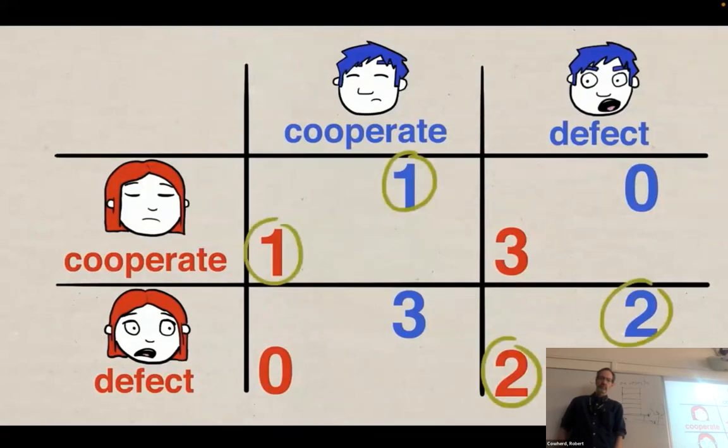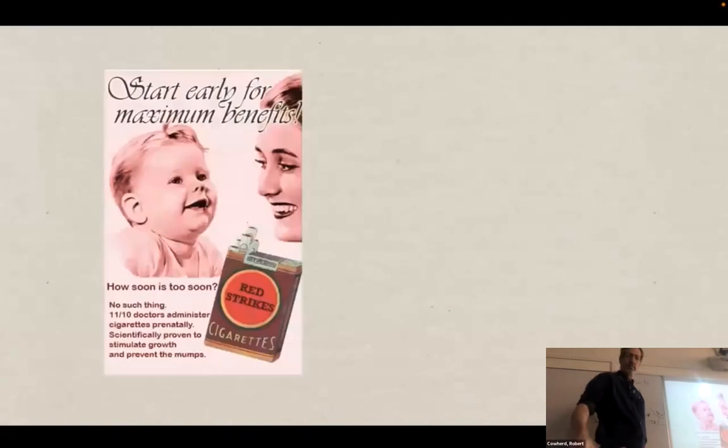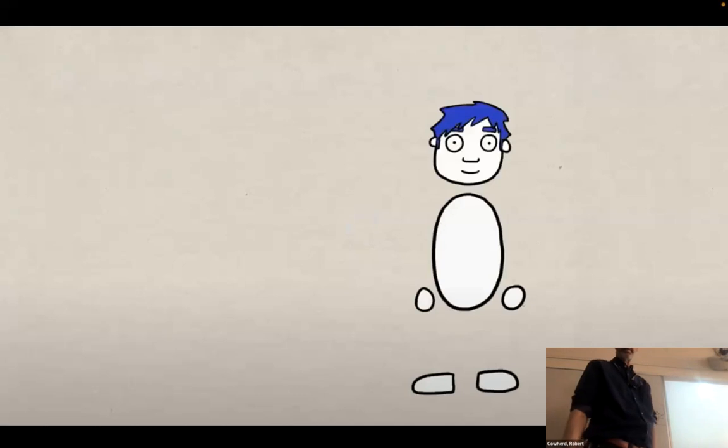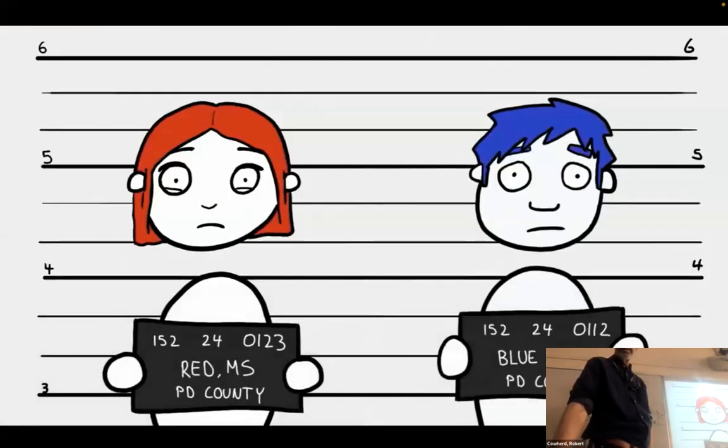This situation is pretty made up, but it has some real world analogs. A common example is with marketing. Let's say 2 cigarette companies, Red Strikes and Smooth Blue. We don't have time for analogies. Let's say Mr. Blue and Miss Red have each been arrested for some minor crime.